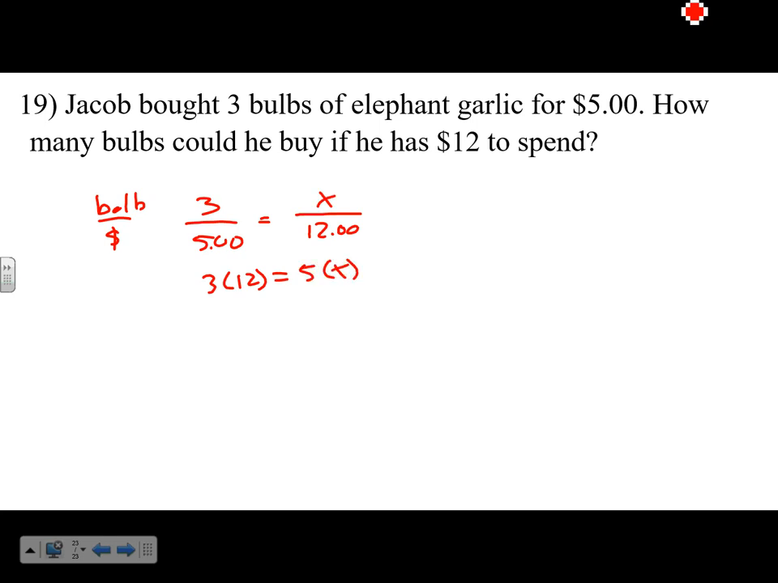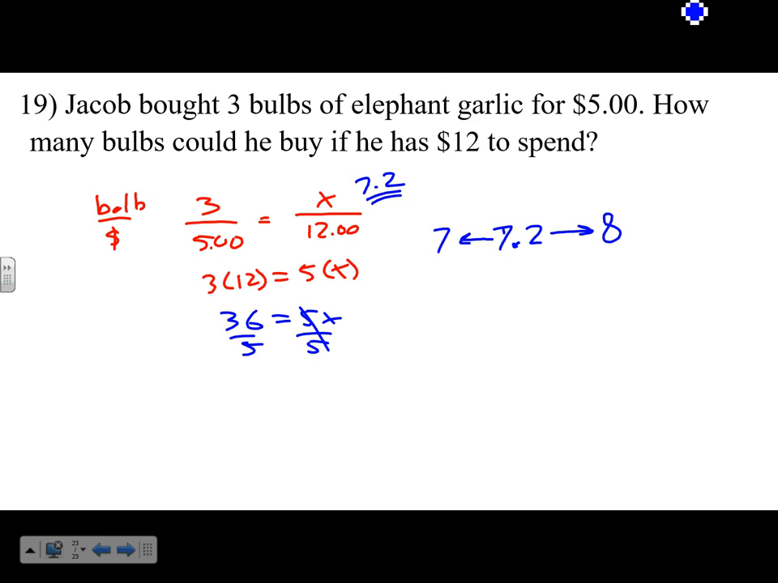Now I bet this isn't going to work out nice and evenly, so I'll tell you what to do here in a second. So we have 36 divided by 5. This means he can buy 7.2 bulbs. Well, you can't buy 7.2 bulbs. So instead of just rounding with story problems, let's think of it this way. You can't buy 0.2 of a thing of garlic, so you can either round up to 8 or round down to 7.